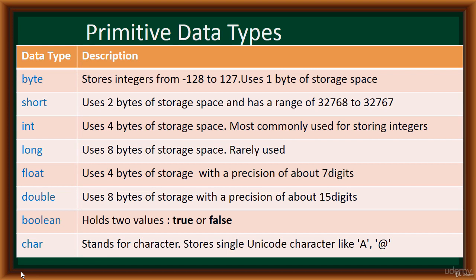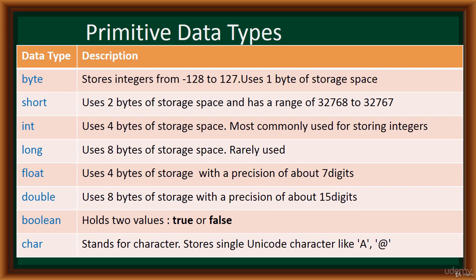So we've got the byte, which stores integers from -128 to 127. It uses 1 byte of storage space. The byte of storage space is known as the width or the size of the data type. We normally would use the byte data type if the storage space is a concern, or if we are certain the value of the variable we want to store does not exceed -128 to 127 in range.